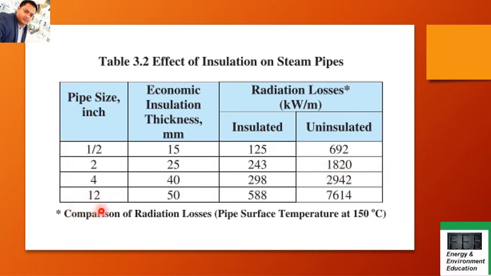Likewise, you can see here, if it is a 12-inch pipe and the economic insulation thickness is 50 mm, if it is insulated you will have 588 kilowatt per meter of radiation losses, but if it is uninsulated you will have 7614. So you can see how many times the heat loss or radiation loss increases if the pipe is uninsulated. For that reason you have to have proper insulation of the pipe, and this will help you minimize the radiation losses or heat losses in the pipe area, friends. So this is an important point that you should understand. This is also an important explanation which can be used to explain the effect of insulation on steam pipes, friends.